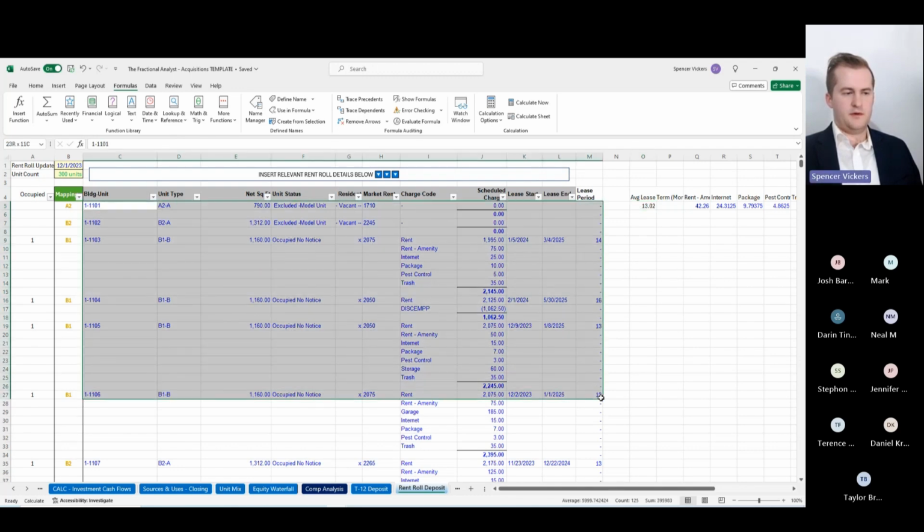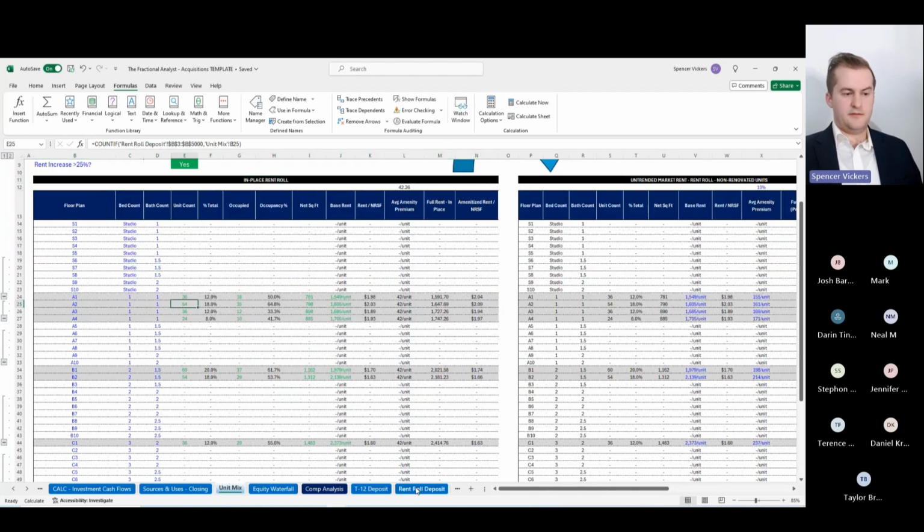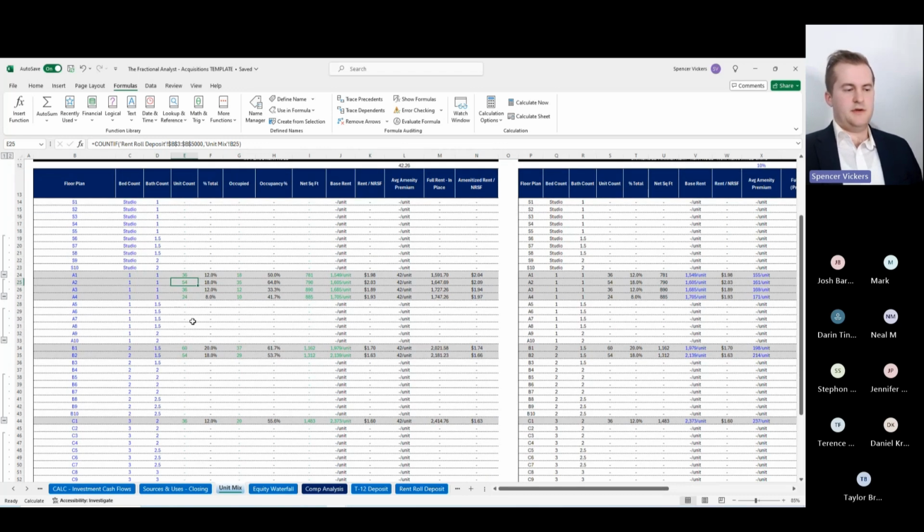So that is the rent roll deposit, and you'll see on the unit mix, after you've made this rent roll deposit, there's a lot going on this tab, but I'll start on the in-place rent roll. The in-place rent roll is taking from that rent roll deposit and automatically showing, hey, we have 36 A1 units at this property. We have 24 A4 units at this property. Of those 24 A4 units, there's 10 of those that are occupied. Of those A4 units, the average net square footage is 885 square feet, etc. And then it'll also show the in-place base rent.